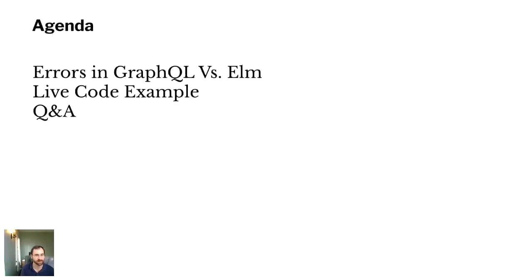This is what we're going to be talking about today. First, I'm going to be talking about what errors look like in GraphQL and how they're fundamentally different constructs than errors in Elm. And then I'm going to be doing a little live coding to demonstrate some different techniques and trade-offs when dealing with modeling errors in your GraphQL schema for your Elm app. And then finally, we'll have some time for Q&A.